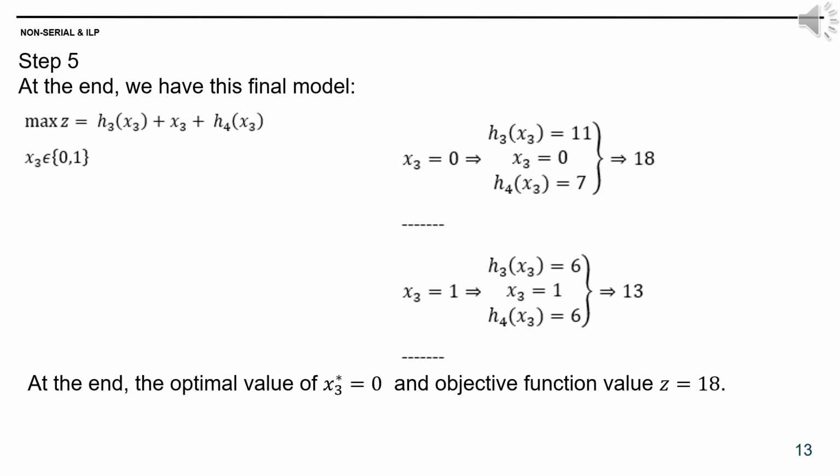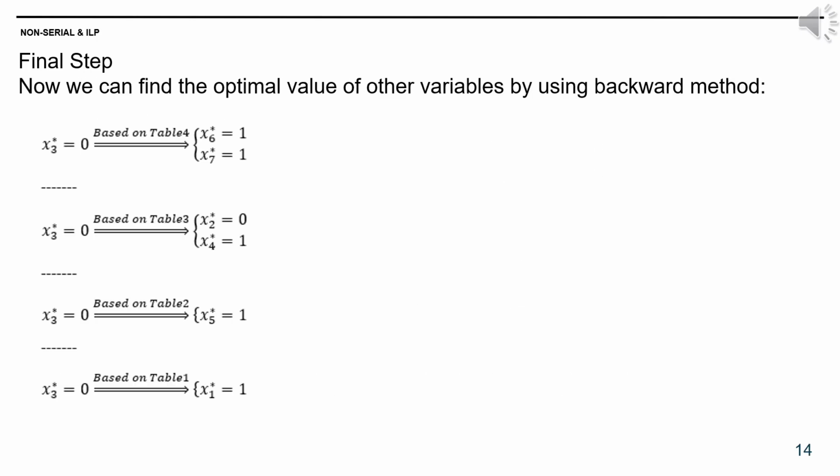Next, we calculate the optimal value of x3 and the objective function. Now that we have the optimal value of x3, as we mentioned earlier, we use the backward method to calculate the values of the other variables.